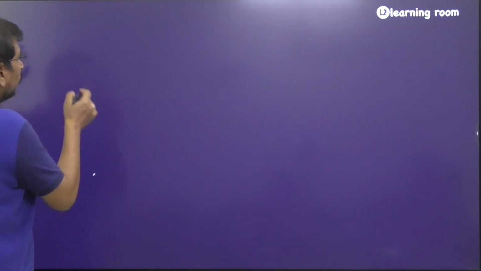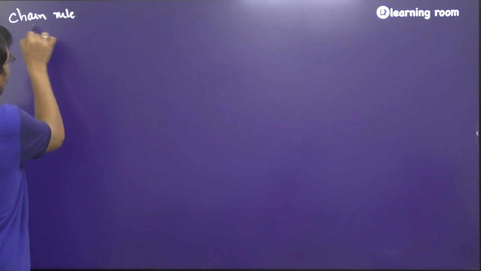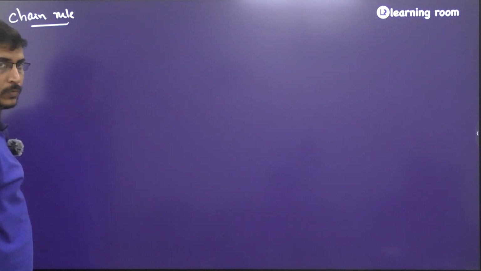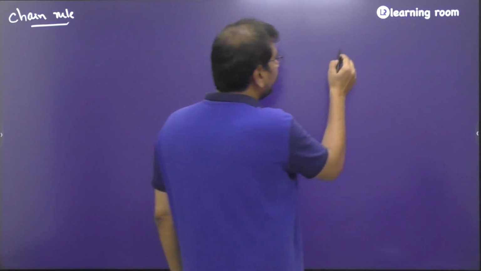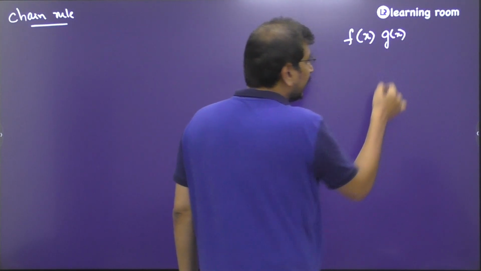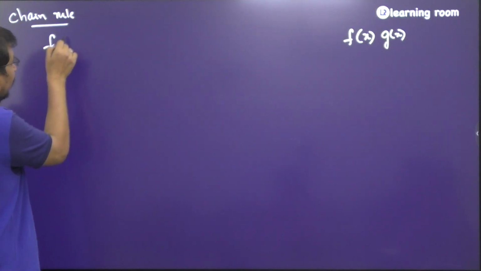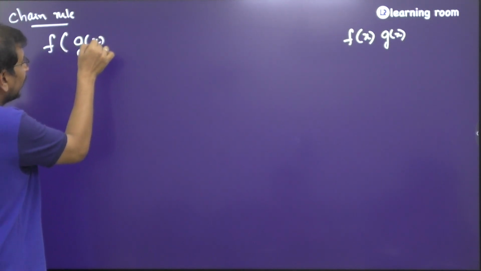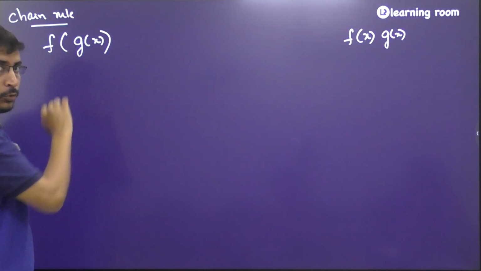There is another rule called the chain rule, which looks similar to the product rule, but it's not. The product rule is defined when a function is multiplied with another function, whereas the chain rule is used when a function is used within another function. Are you able to understand the difference between both?